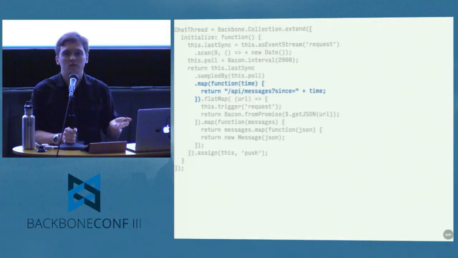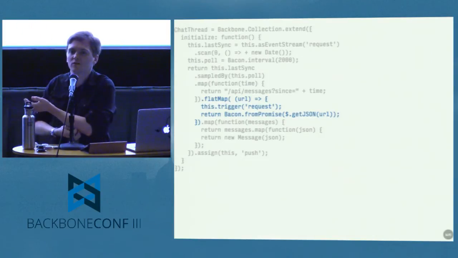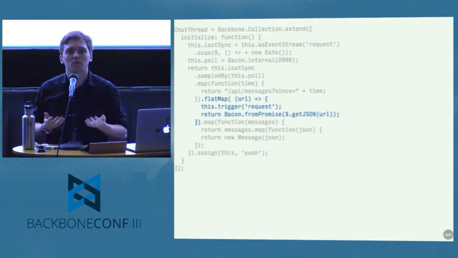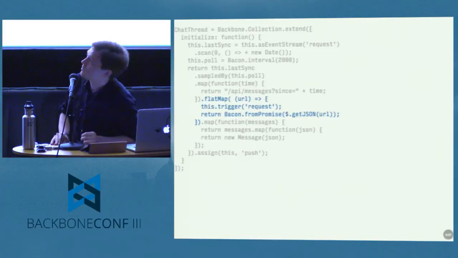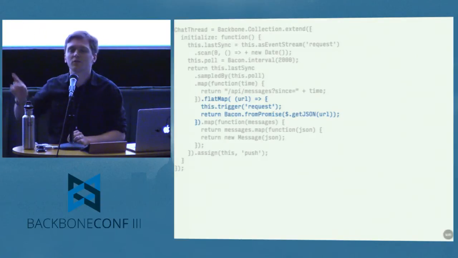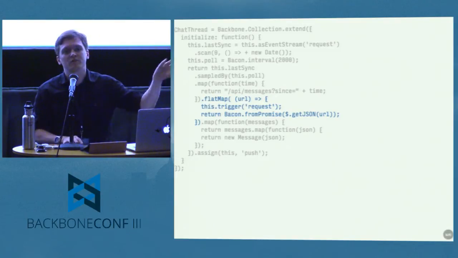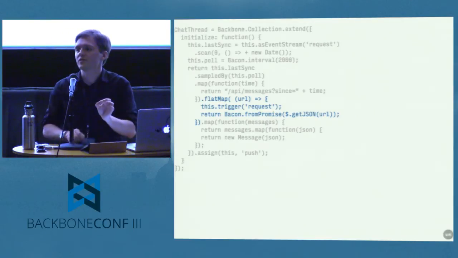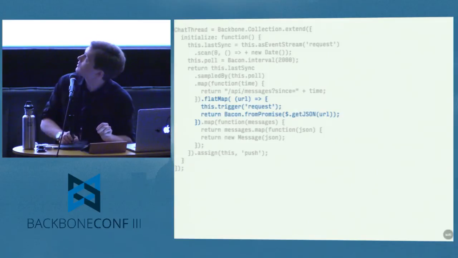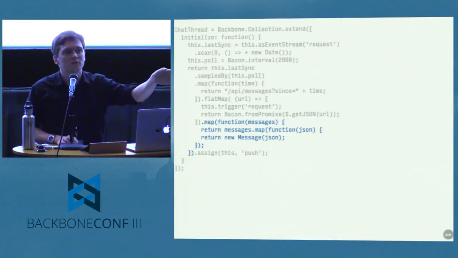This is the slide that I cheated and used the picture on. You take that URL, and you flat map it. Manually trigger the request because we're sort of bypassing the synchronization, only because this isn't really a create, read, update, delete app. This is more sort of sending discrete items. And then we return our AJAX request as a stream. And so that AJAX stream is going to emit one event, which is going to be an array of JSON items representing the messages that occurred since the last update. And then the stream's going to end. So now we have a stream of arrays of JSON objects.